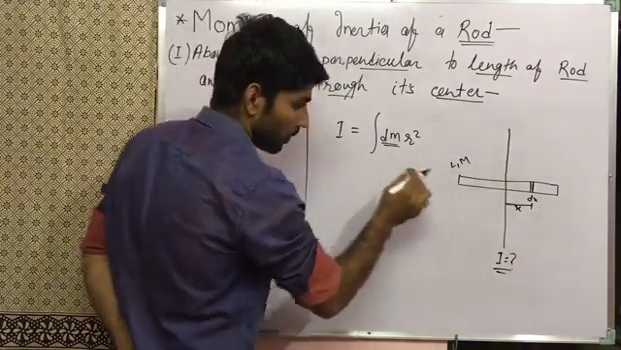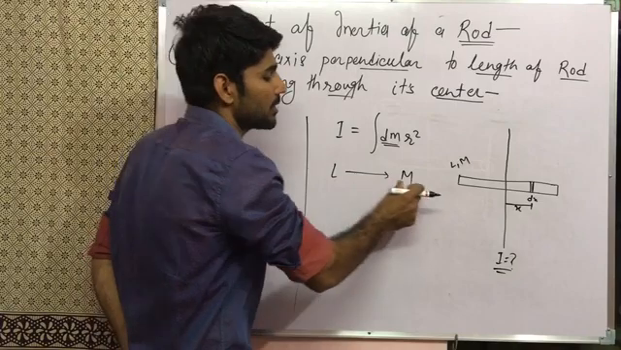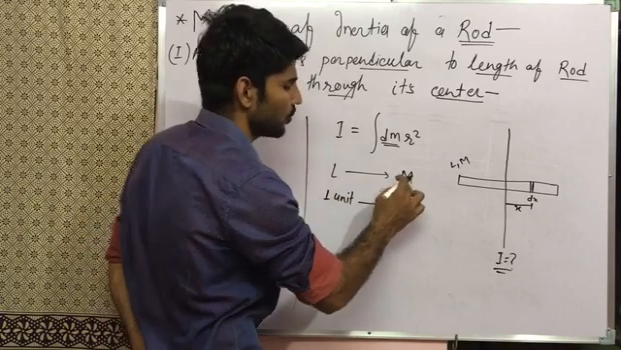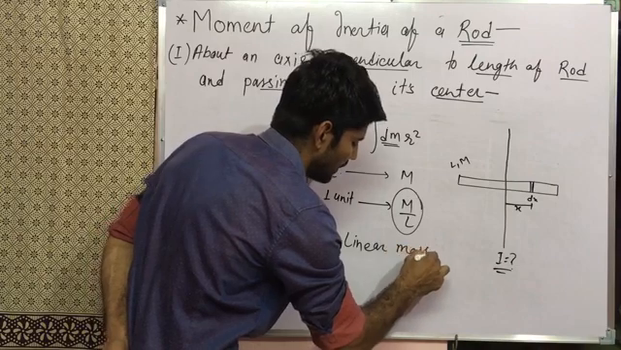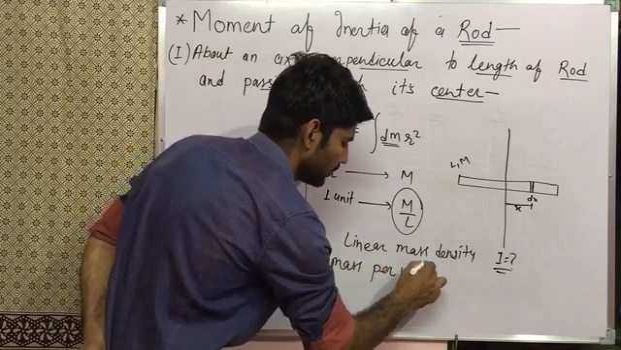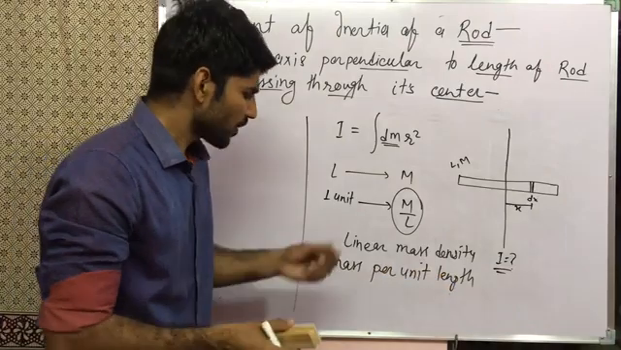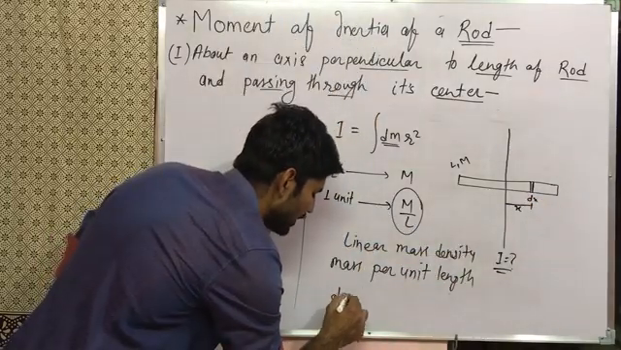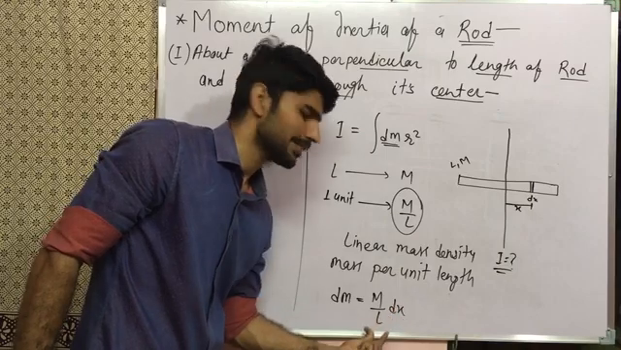We have to determine the small mass dm of this small component. We assume that the mass capital M is distributed over the length L. So for one unit length, the mass is M by L. This M by L is the linear mass density, or mass per unit length. But we need the mass for a length dx. So for dx length, the mass will be M by L into dx.